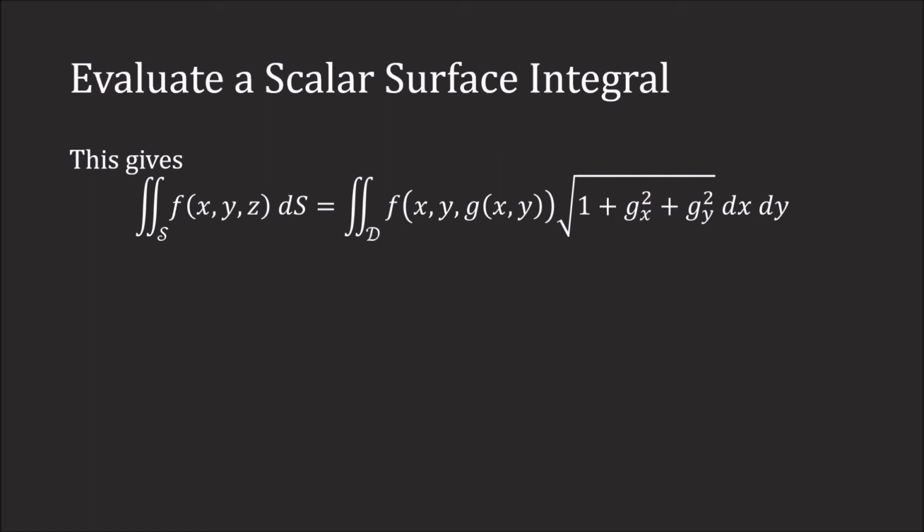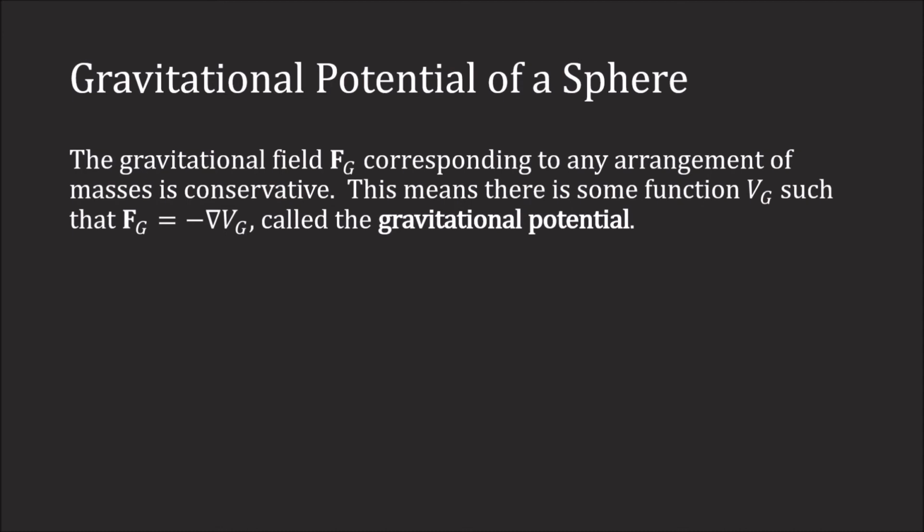We now go and look at the gravitational potential of a sphere. Now, the gravitational field F sub g corresponding to any arrangement of masses is conservative. This means there is some function V sub g such that F sub g is equal to negative del V sub g, called the gravitational potential. So this V sub g is known as the gravitational potential.